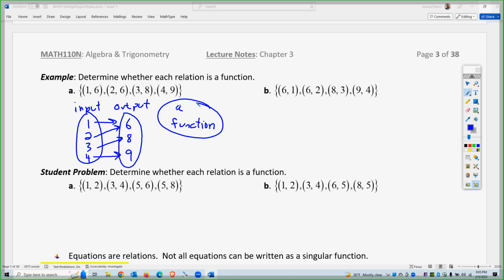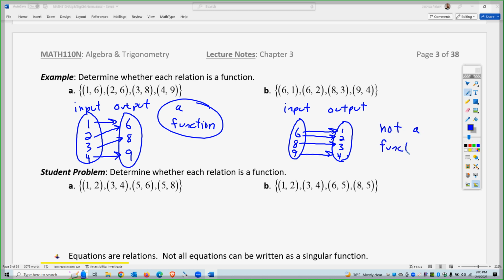Okay, so the following, we'll do an input and output. So we'll make this relation into a mapping. So 6, 8, and 9, and then 1, 2, 3, and 4. So 6 goes to 1, 6 goes to 2, 8 goes to 3, 9 goes to 4. So the problem here is that 6 goes to two different numbers, so one input has two different outputs. So this is not a function. It's still a relation, because a relation is just mapping inputs to outputs, but that does not mean necessarily it's a function. Okay, all right, pause the video, try the student problems for yourself.